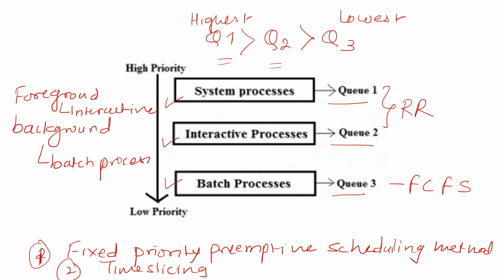The second method is time slicing. In this method, each queue gets a certain portion of CPU time and can use it to schedule its own processes. For example, Q1 takes suppose 50% of CPU time, Q2 may take 30% of CPU time and Q3 takes 20% of the CPU time. So this is how we can use these two methods.